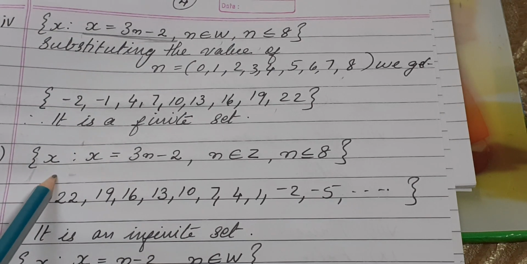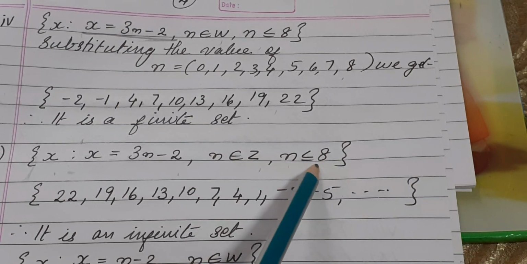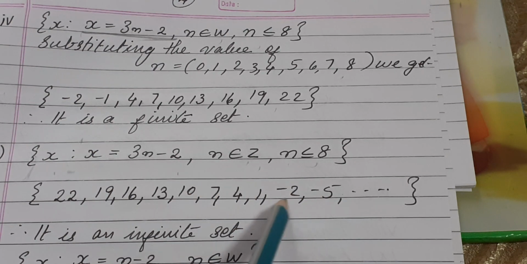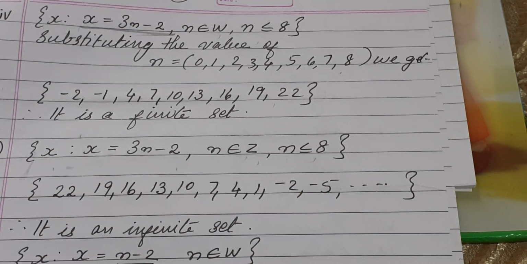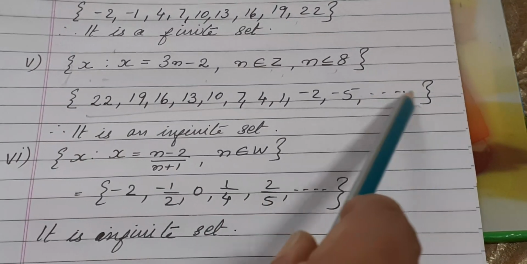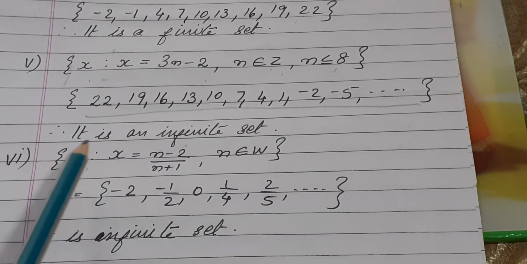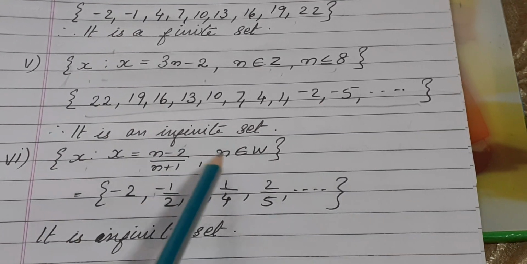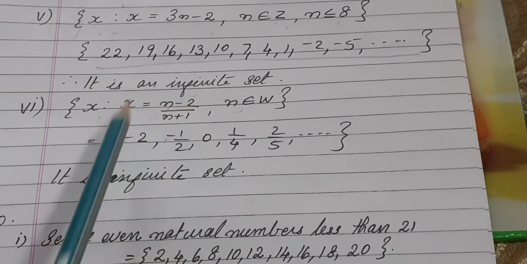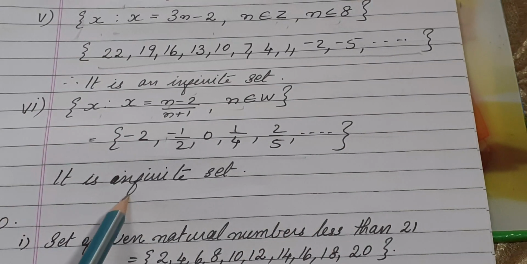Next, the set of all x such that x is equal to 3n minus 2, n belongs to Z, n less than or equal to 8. So Z means negative side it will go infinitely. So you will get like this, one side it will go infinitely, so it is an infinite set. Now the sixth one, the set of all x such that x is equal to n by 2 plus n plus 1, n belongs to W. Substitute the values for this n and find out the set. It will go infinitely. So it is an infinite set.